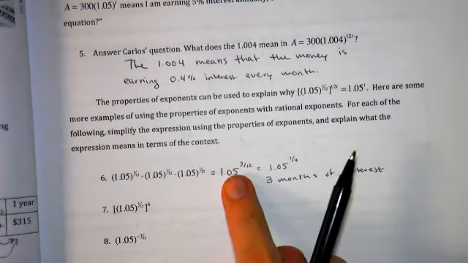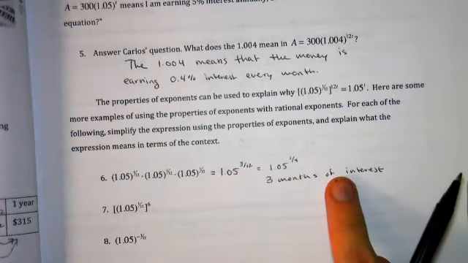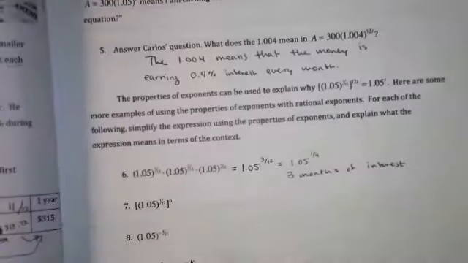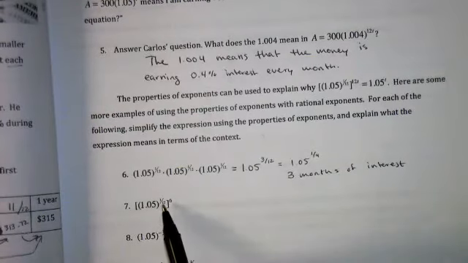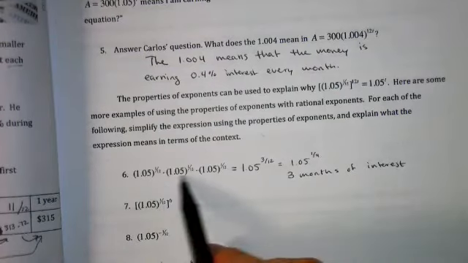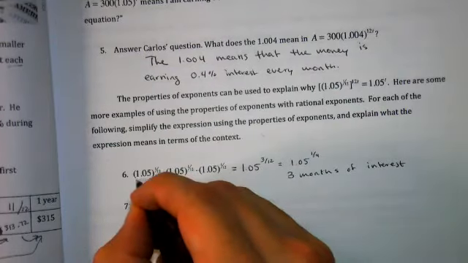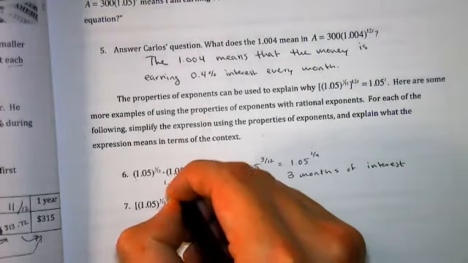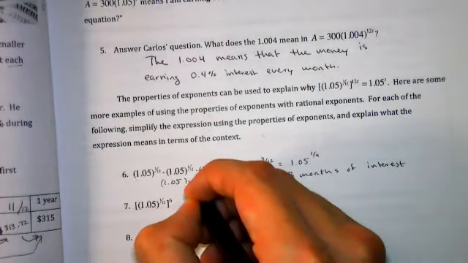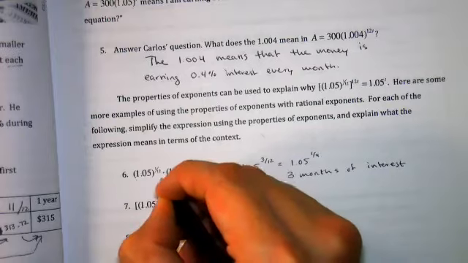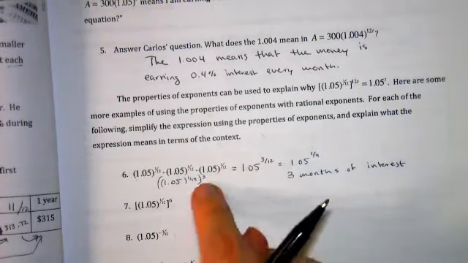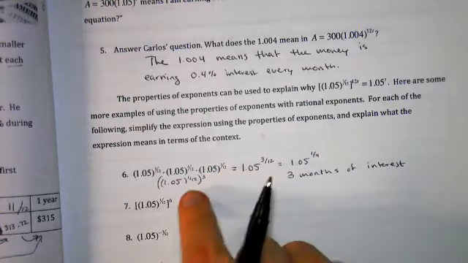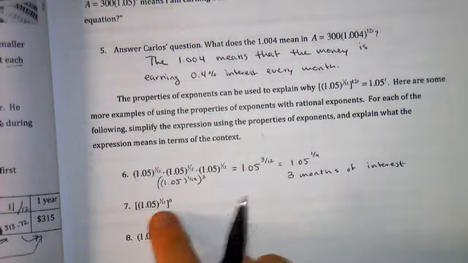That's what that represents. That represents 3 months of interest. Okay, right here, we've got 1/12 and it's being repeated 6 times. You can kind of think of this as, let's go back to number 6 real quick. You can think of number 6 as 1.05 to the 1/12 to the 3 power, because there's 3 of them. So based on that, this one is the same, but it's to the 6th power.